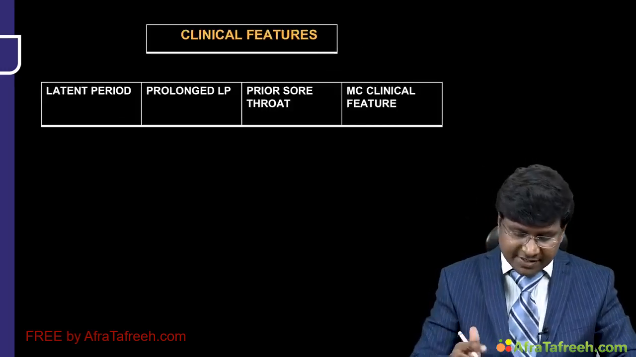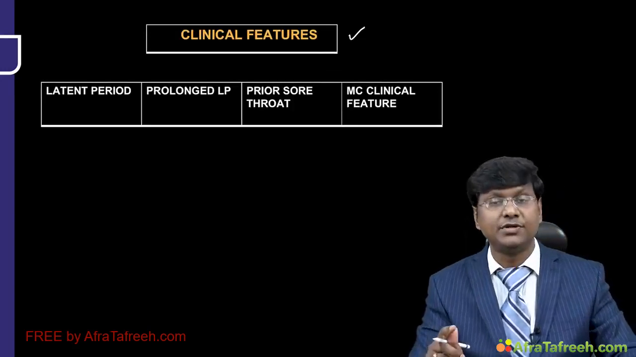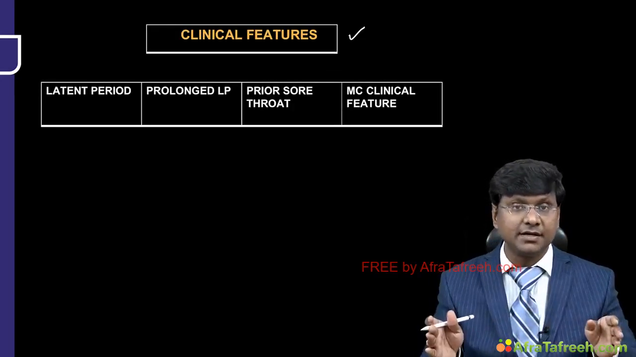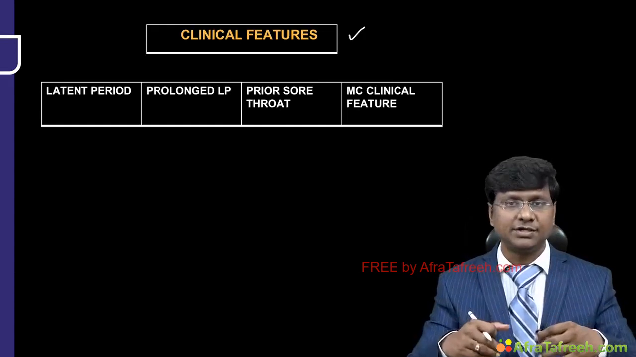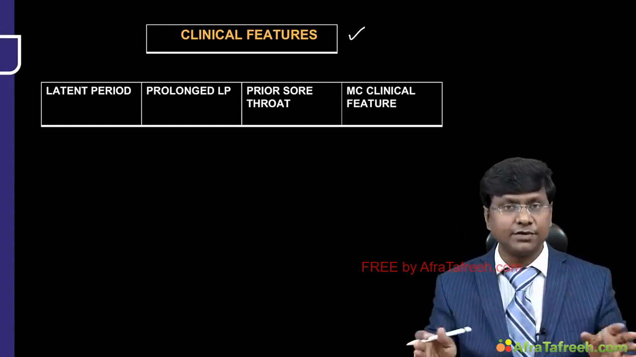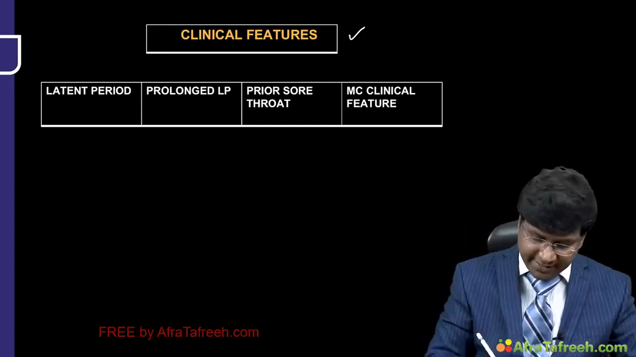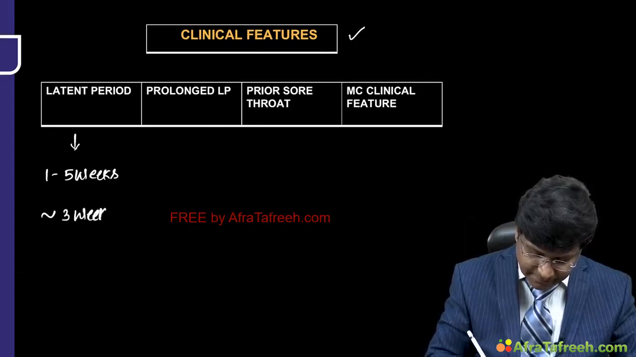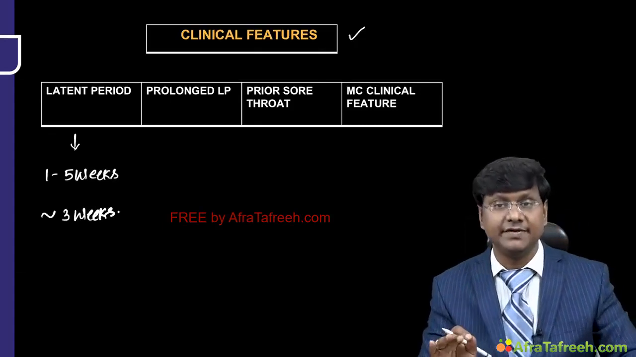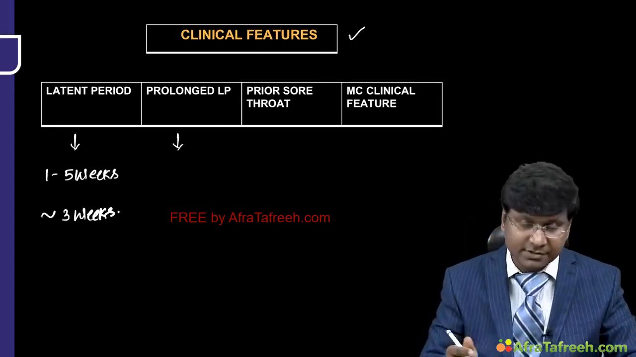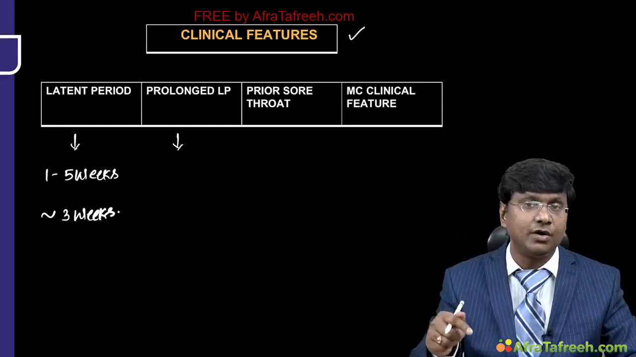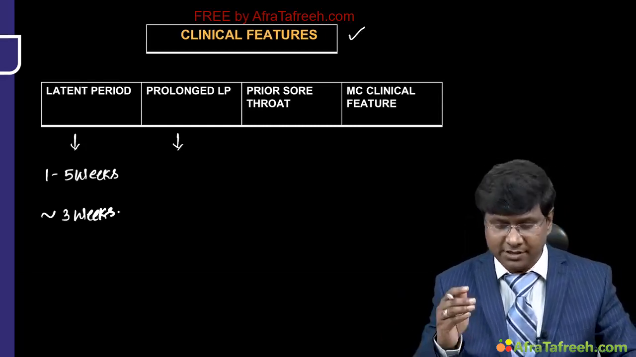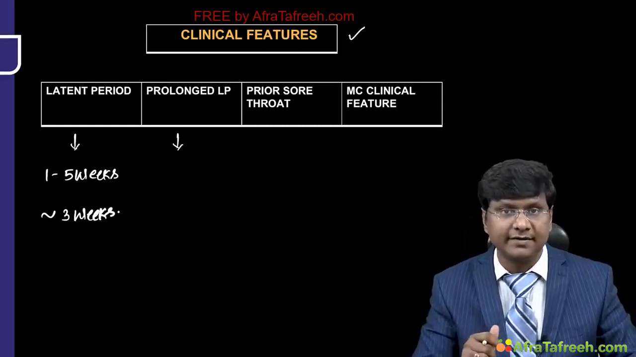Now, after having discussed the immune response, you need to know about the clinical features. Immediately after the onset of the infection, the clinical features of rheumatic fever do not develop. The latent period is around 1 to 5 weeks, on average around 3 weeks. That means after 1 to 5 weeks of group A beta hemolytic streptococcal infection, there will be appearance of the clinical features.